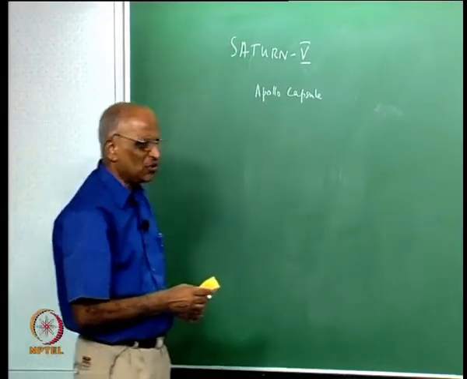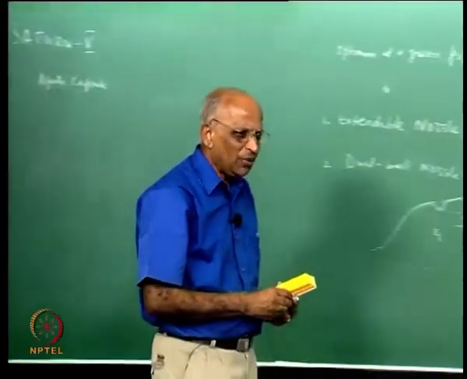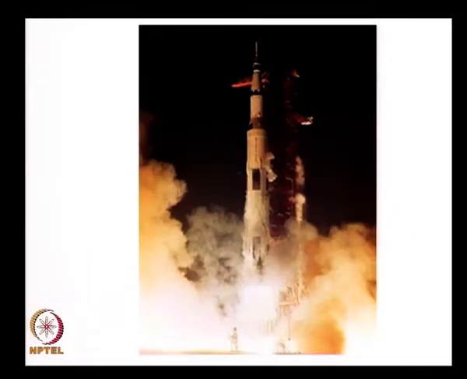And what does it consist of? If you go back and look at this particular slide, the first stage of the rocket somewhere over here consists of 5 rockets clustered together. Each one of these rockets is known as an F1 rocket. It consists of 5 F1 rockets clustered together. It uses kerosene as fuel and liquid oxygen as oxidizer.